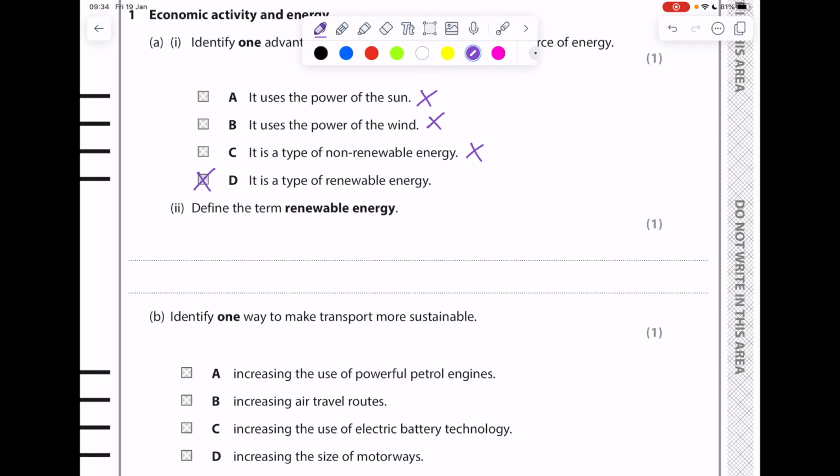Define the term renewable energy. It's an energy that can be used again and again.